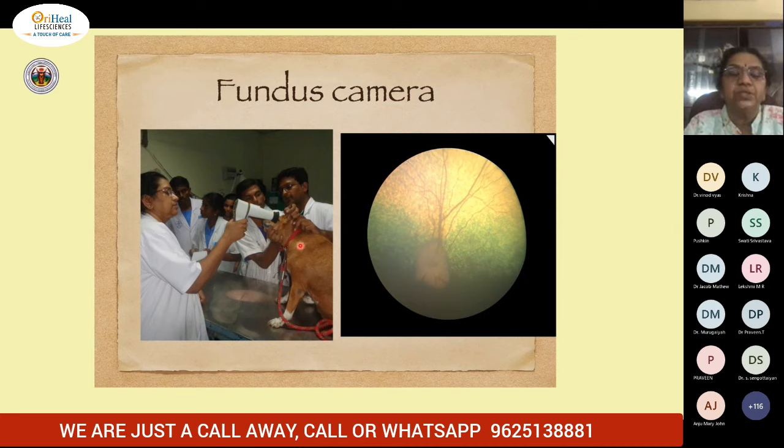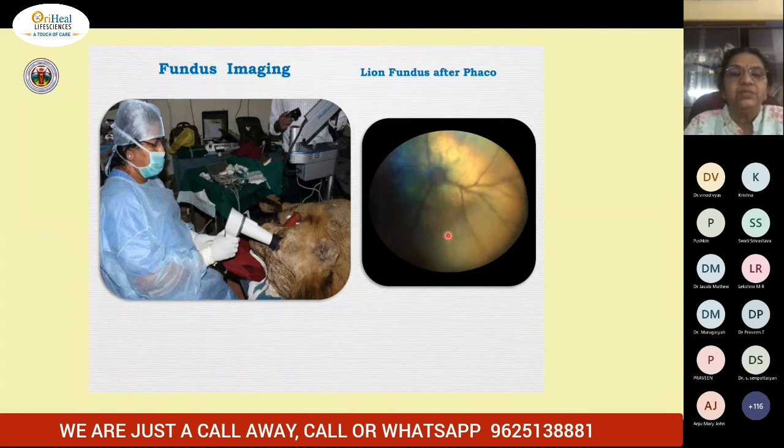So this is a cataract patient. Post cataract, we are trying to take the image of the fundus. Fundus imaging was also done, just to keep you updated, in a lion following cataract surgery, immediately and not afterwards. Here you can see the presence of the optic disc within the tapetal area. This is very characteristic of the feline species. The disc is not at the junction of the tapetum; you will see the disc fully in the tapetal area.